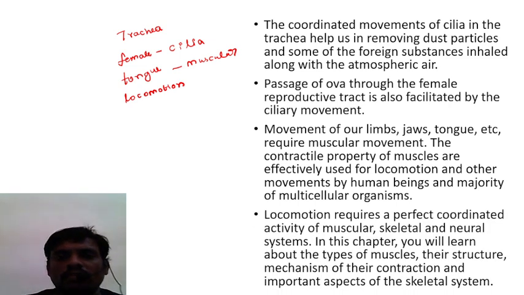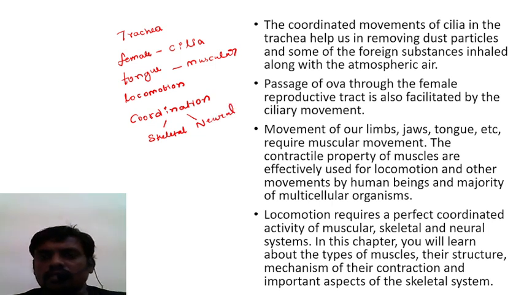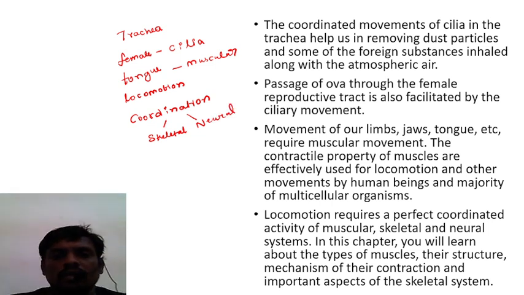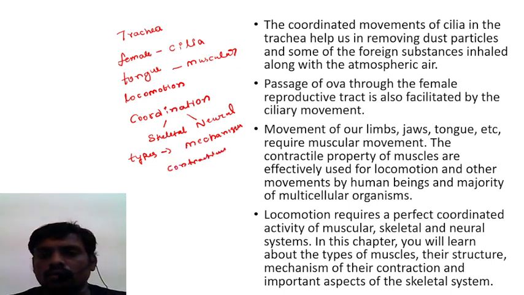Next, locomotion requires a perfect coordination. This coordination is required between the skeletal as well as the neural systems. In this chapter, we are going to learn about types of muscles, their structure and mechanism. The mechanism involves contractions and relaxations of the muscles. That also we are going to see.